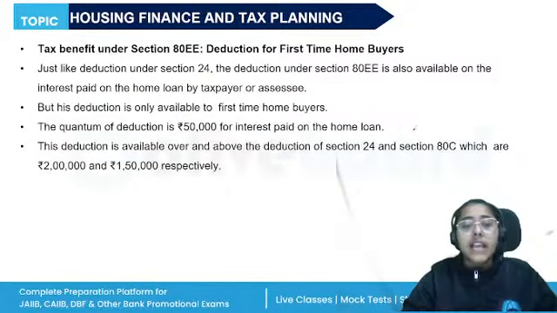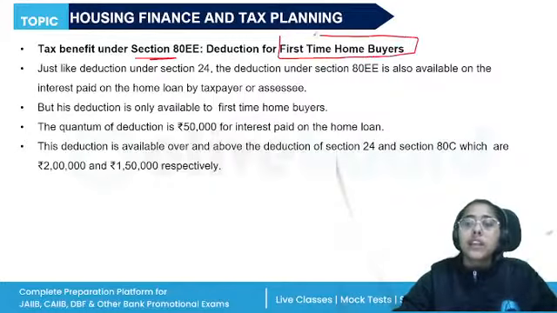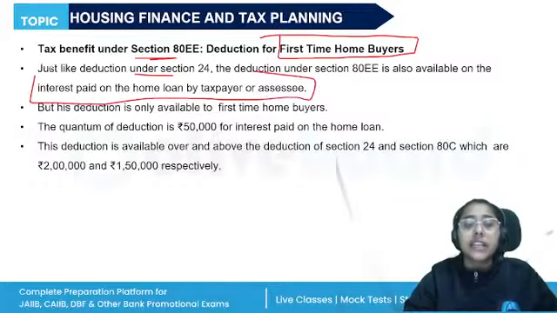Then we have the third section, section 80EE, which is a deduction available for first time home buyers. Just like the deduction under section 24B, section 80EE is also available on the interest paid on the home loan by the taxpayer or the assessee. But it is only available to first time home buyers. This is the most important point.